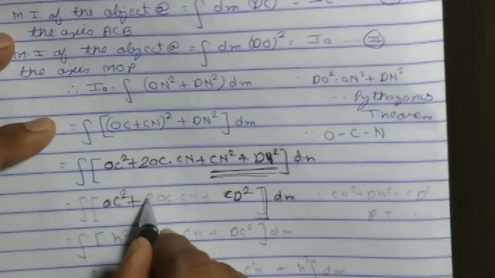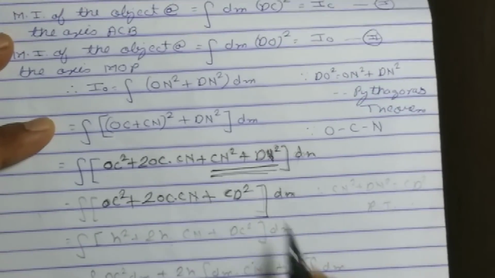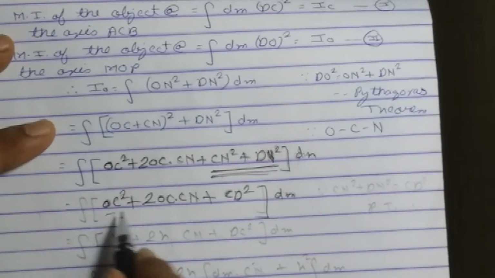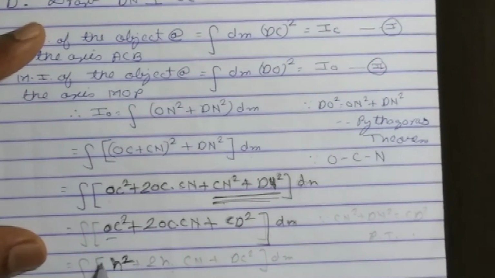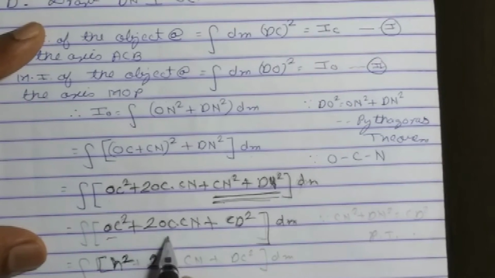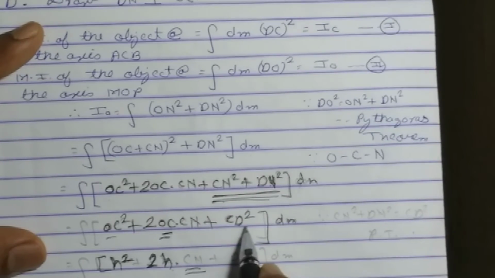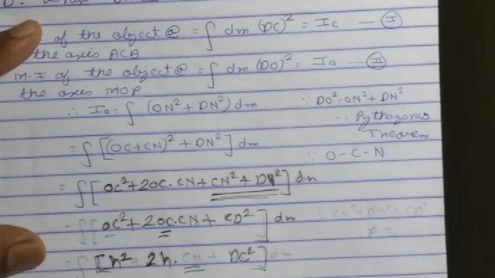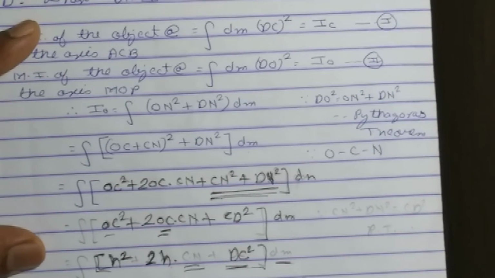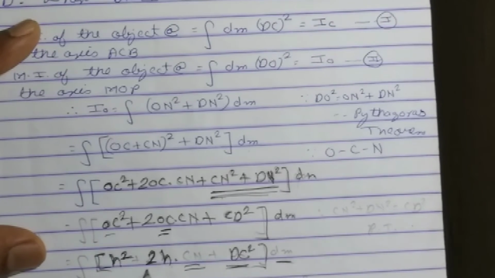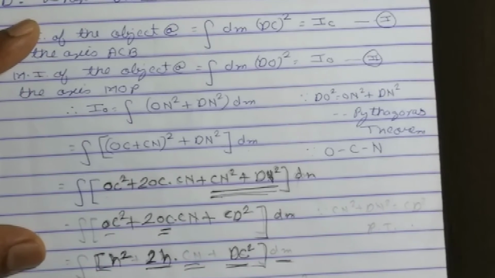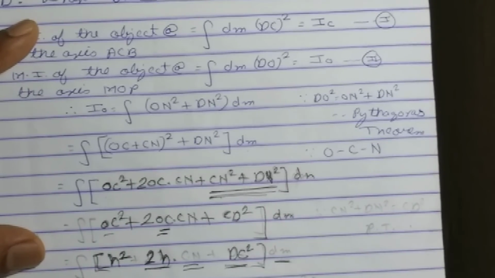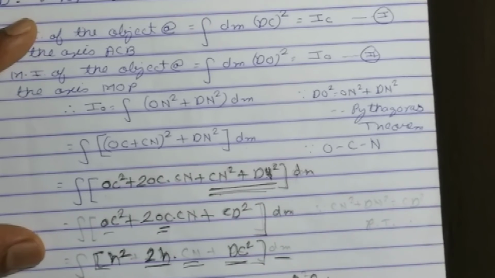The initial terms I will write as it is: OC square plus 2 OC into CN plus CD square. Let us continue the simple mathematics. OC is the distance between the two parallel axes, whose distance is h. So in place of OC square, I will write h square, and in place of OC, I will write h. CN I kept as it is, and CD you can write DC also. Then I am going to shift the integration sign inside: the integration of DC square into dm, plus 2h integration of dm into CN, plus integration of dm times h square. h is a constant distance, that's why I took it outside.